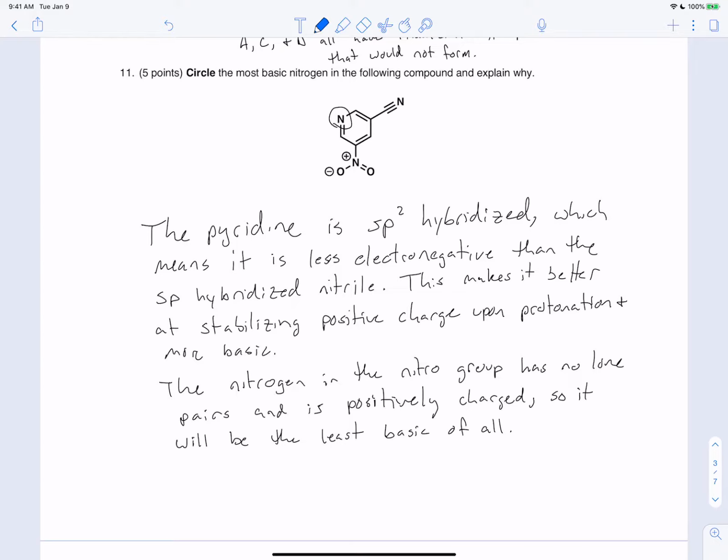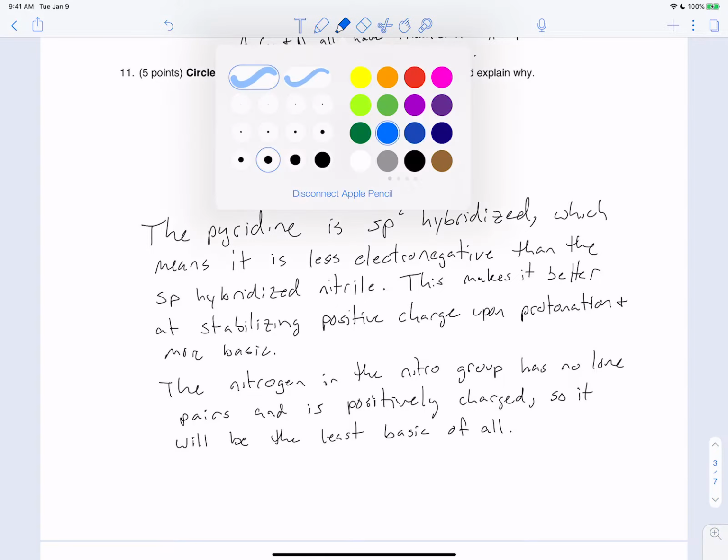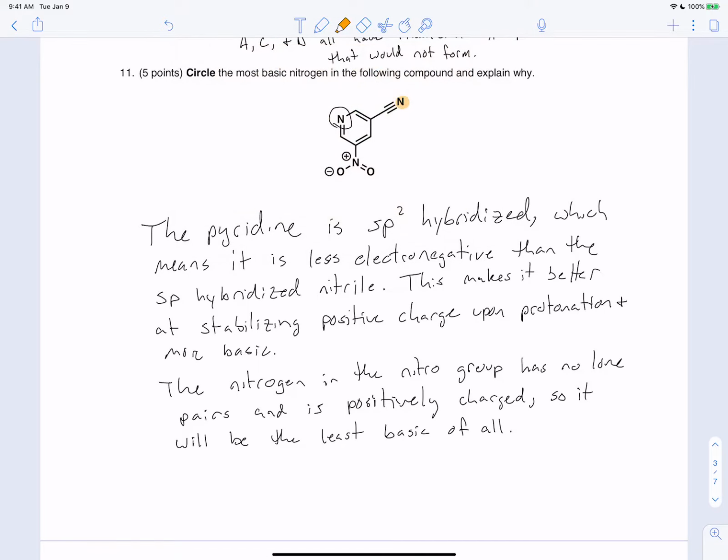Number 5 is asking about basicity of different types of nitrogen atoms with a short explanation. So we have 3 different nitrogen atoms in this molecule. We have a nitrile nitrogen, we have a pyridine nitrogen, and we have a nitro nitrogen. Perhaps the easiest one to guess is that this nitro will not be basic at all. It doesn't have any lone pairs, and it's positively charged. So it has everything going against it.